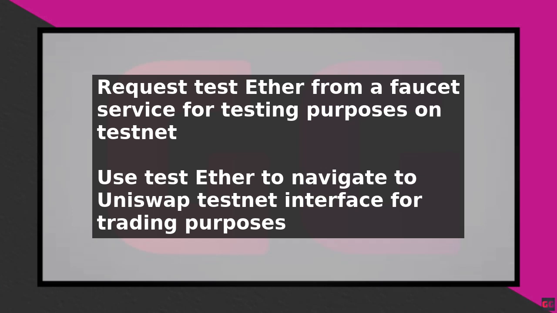To trade on Uniswap testnet, you need to select the token you want to trade and the token you want to receive. You can then set the amount you want to trade and confirm the transaction. Providing liquidity on Uniswap testnet is similar to trading, but you need to add liquidity to a pool instead of trading a token.